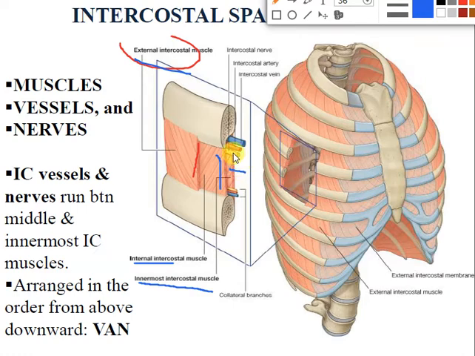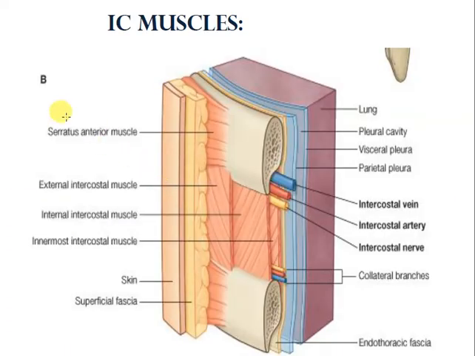The nerves and blood vessels run between the innermost and the internal intercostal muscles. And as you can see here, we have a groove which allows the passage of the intercostal nerves and blood vessels. Arranged in order from above down, we have vein, artery, and nerve. That's why we call it the VAN.